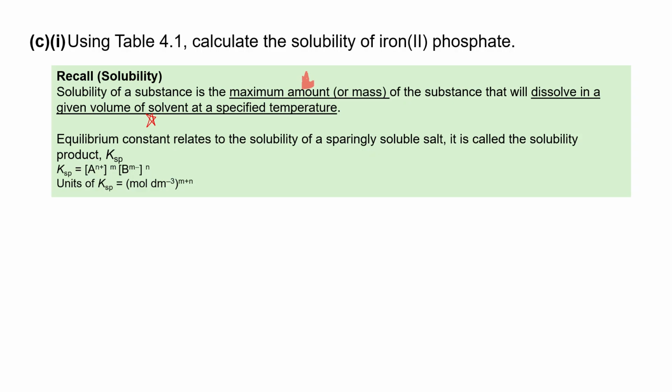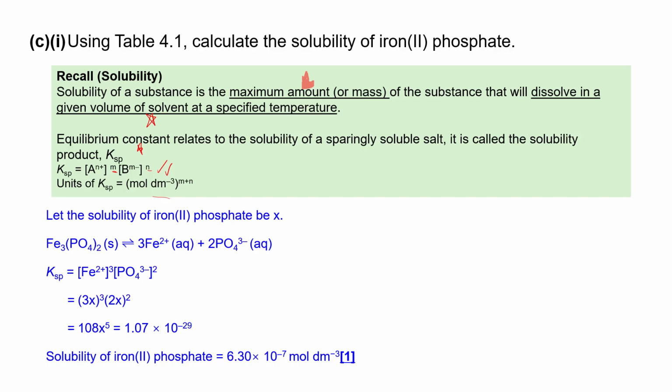whereas Ksp is actually an equilibrium constant that relates to the solubility of the sparingly soluble salt. We have Ksp equivalent to the ions involved, each raised to its power, and the units of Ksp are mole per dm³ to the relevant power. So how do we approach this question?